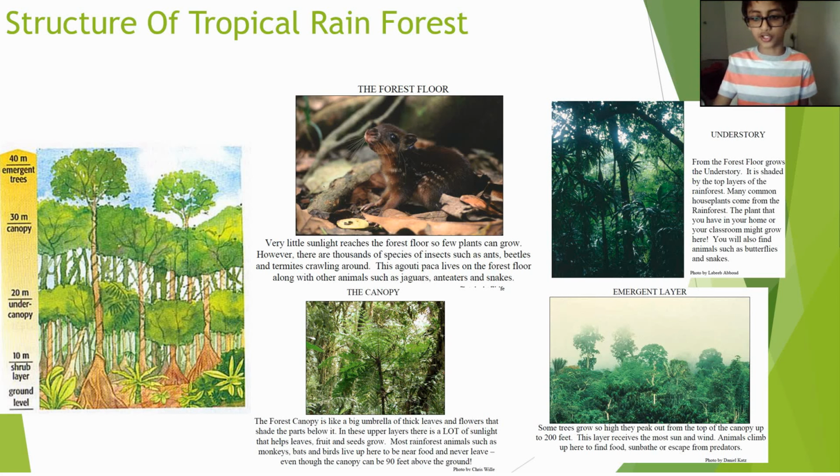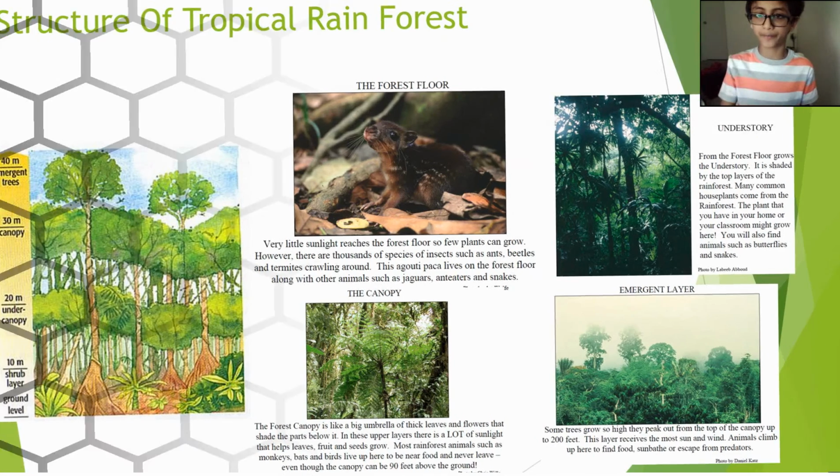Next is the emergent layer. Some trees grow very high. These are the most lucky trees and the first trees that have grown. These trees are very lucky because they have outgrown their canopy, or they have been grown first. So the emergent layer has all the sunlight, and they're very happy trees. They don't regularly fight each other for sunlight.